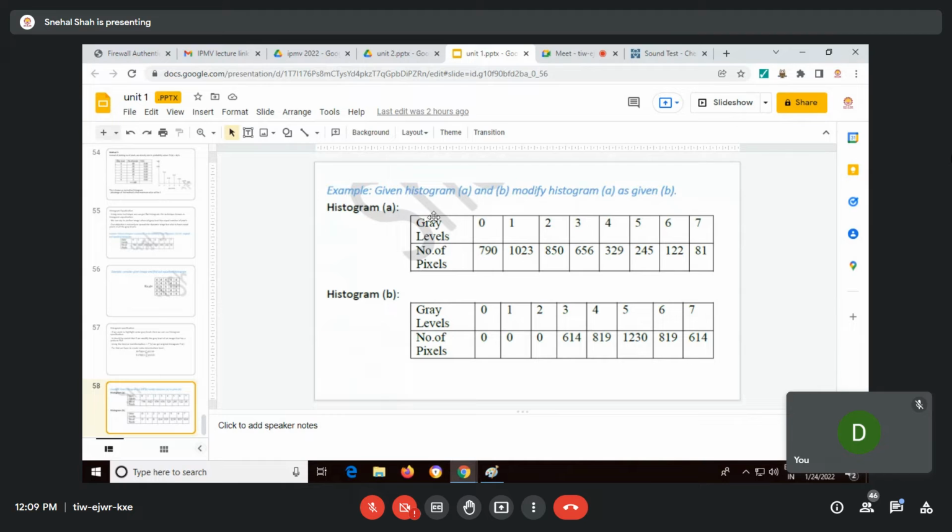These two different histograms are given. That is the relationship between the gray levels to number of pixels is given. Okay. So for that, first we have to use the same method for histogram A, जैसे equalization में किया था हमने. So from this table, first make the original equalized table. Okay. So write down this example first.